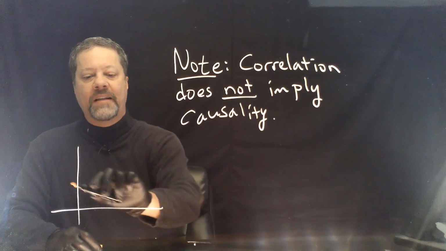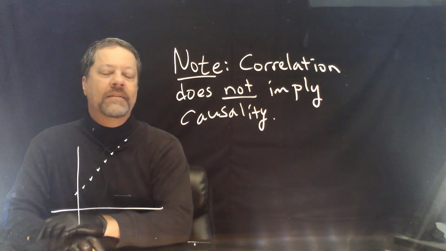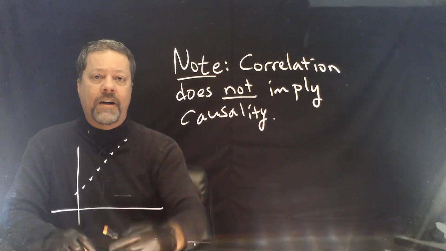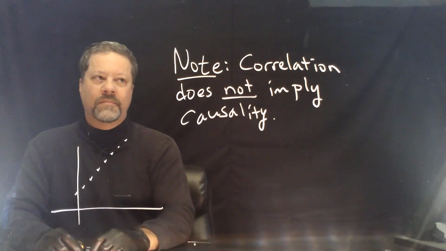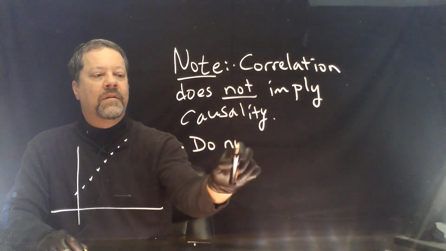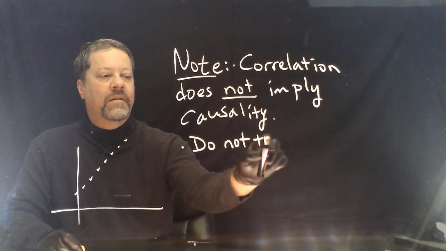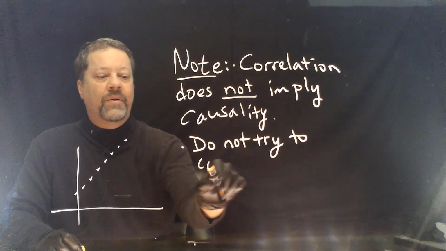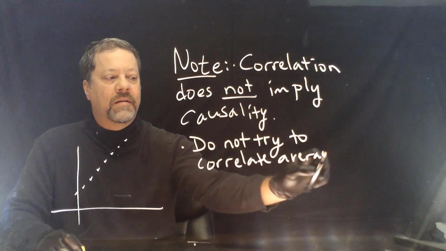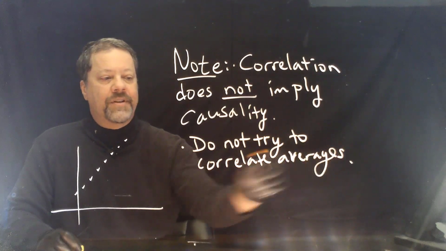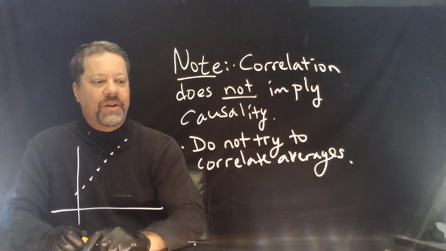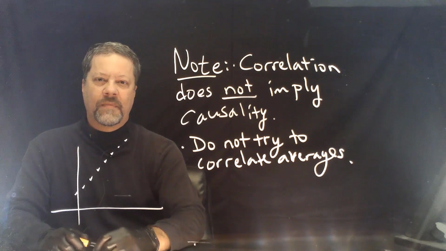Two variables can be very linearly correlated and yet have no causal relationship. There may be some other variable that is the cause of both. Also, do not try to correlate averages. There's too much compression in the data when you take these averages.